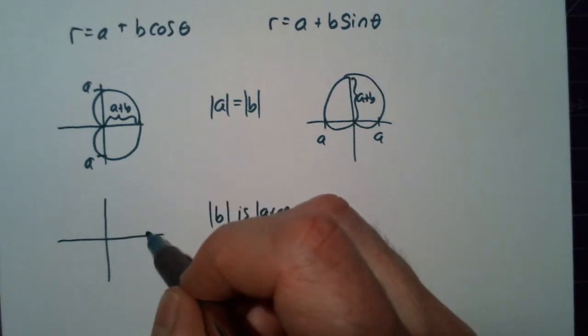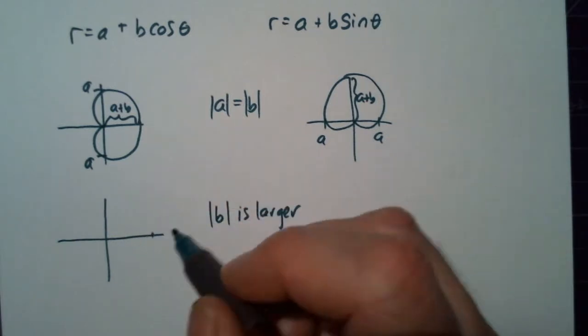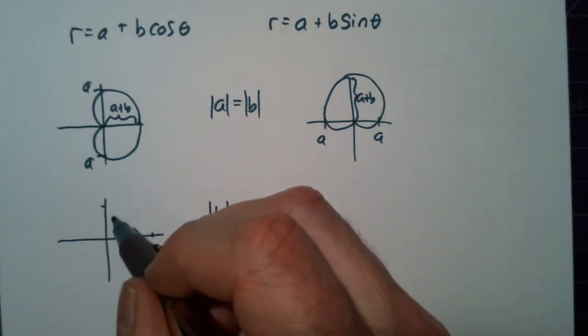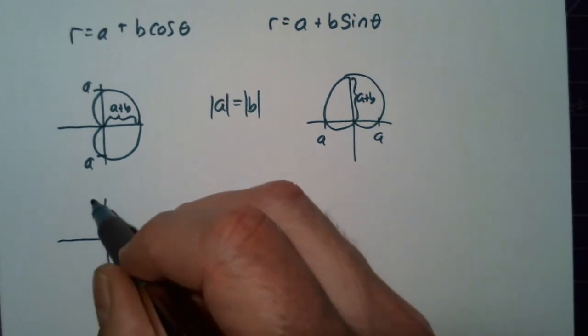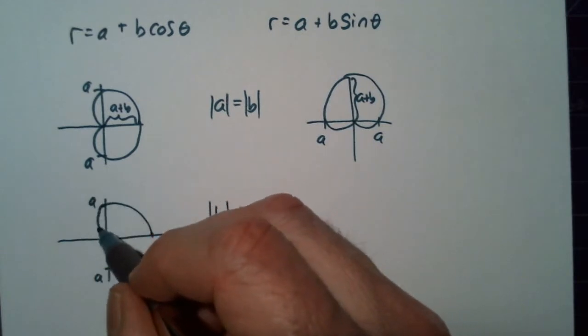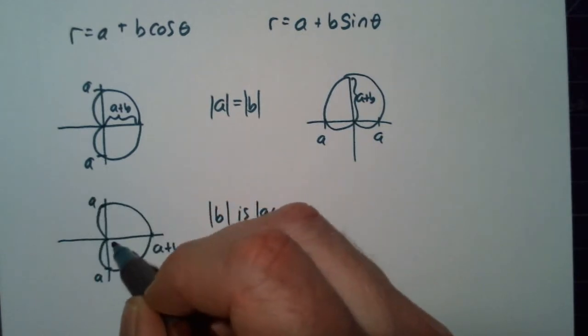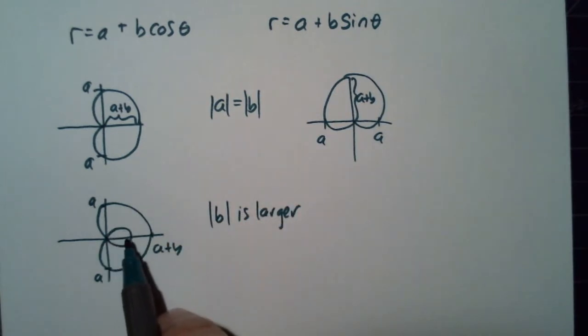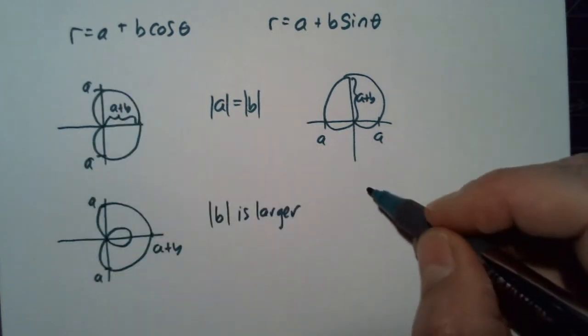So we'll have the same shape. We're going to go out to A plus B is out here. We'll go to A here, back to the center. But there's a loop on the inside, and that loop has a length that's equal to the difference of A and B.